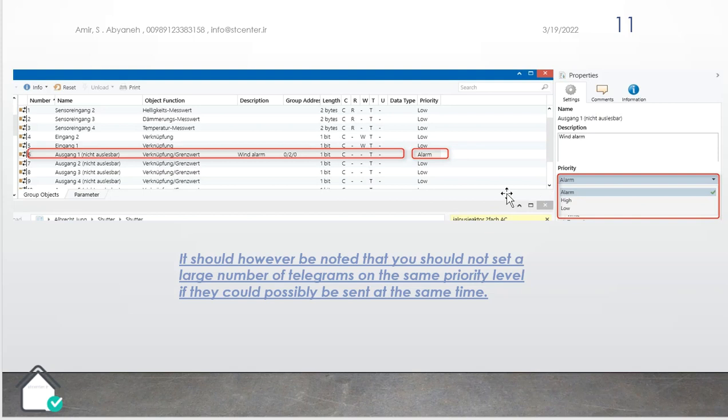But remember that there is a very, very important note. It should, however, be noted that you should not set a large number of telegrams on the same priority level like high and alarm, because it could possibly cause us some problems. We lose the data, some collision maybe happens, okay? So remember that if you want to change the priority from low to high and alarm, just do it for very few group objects. Some things that really need it.